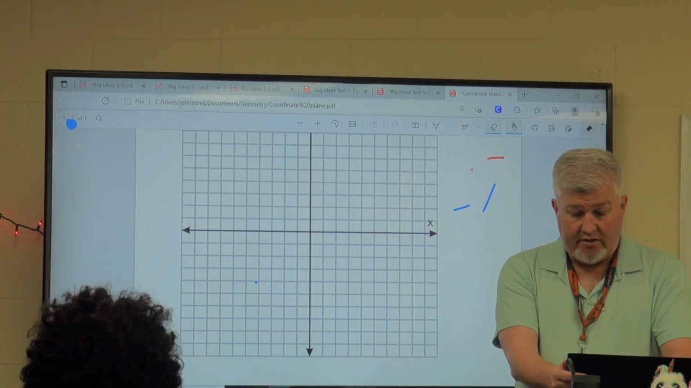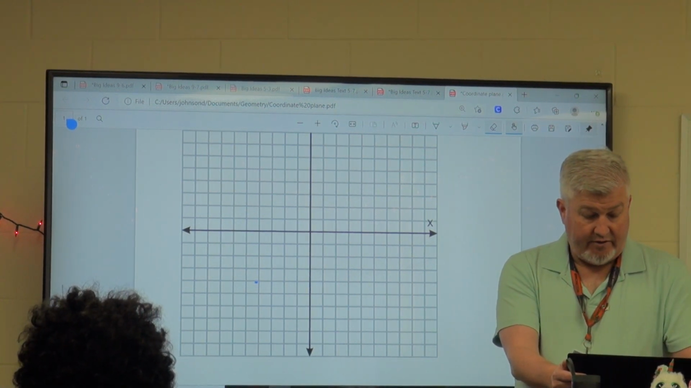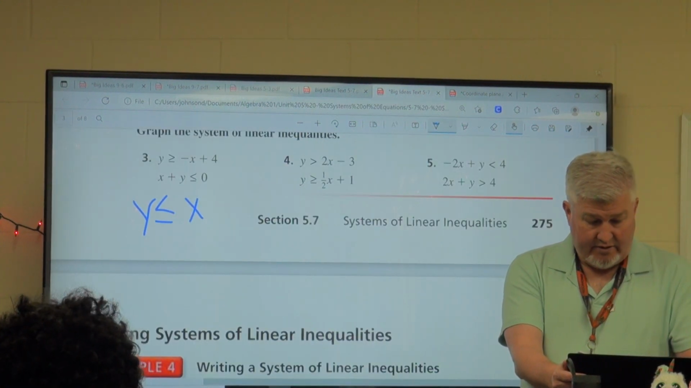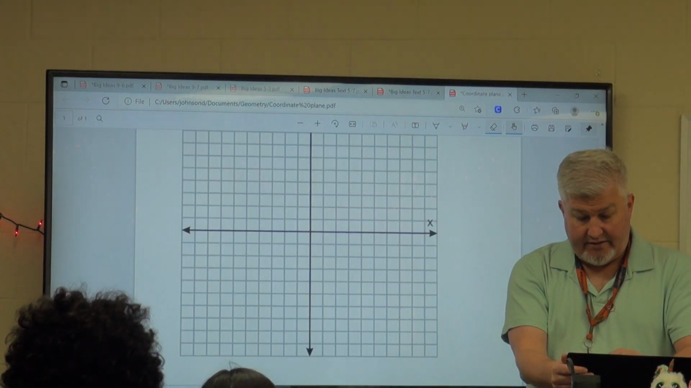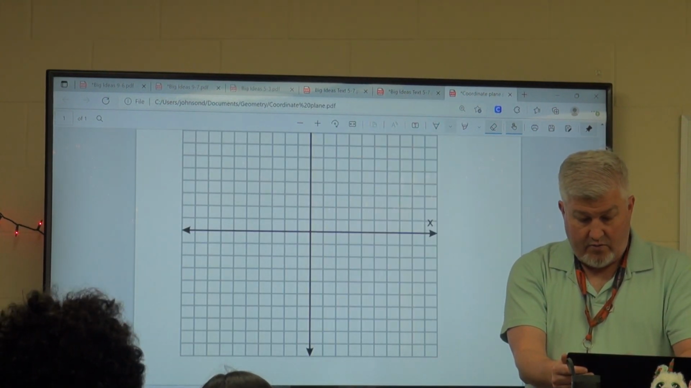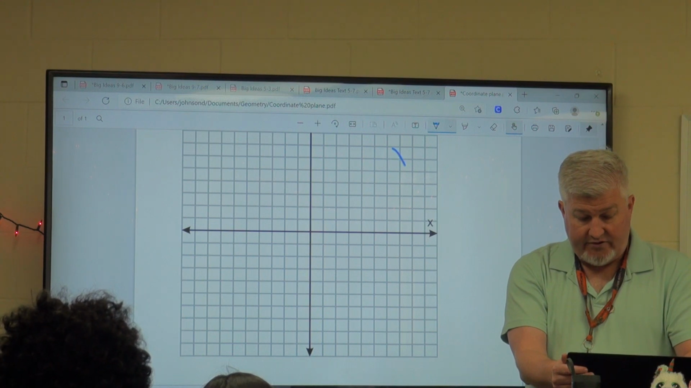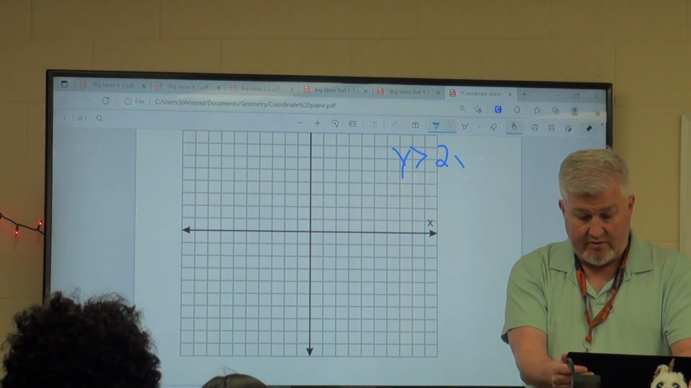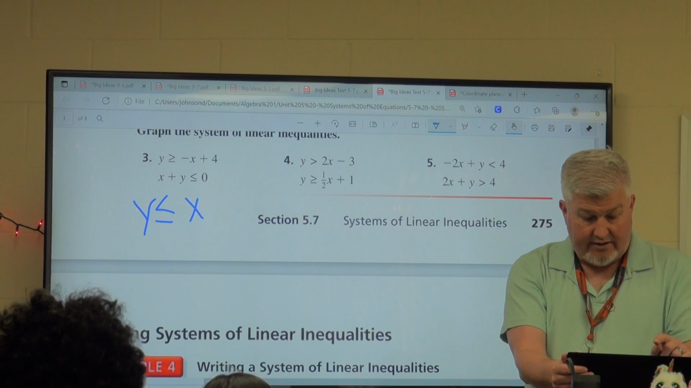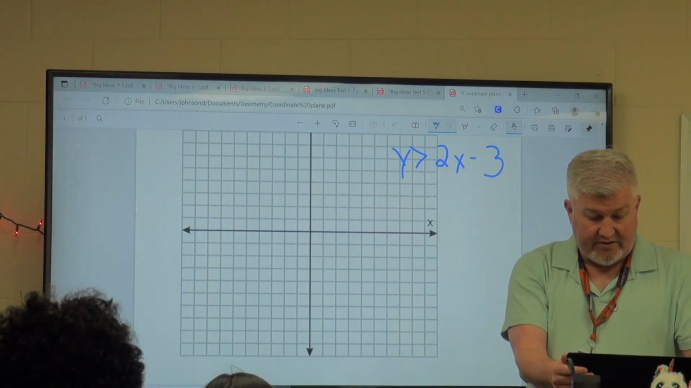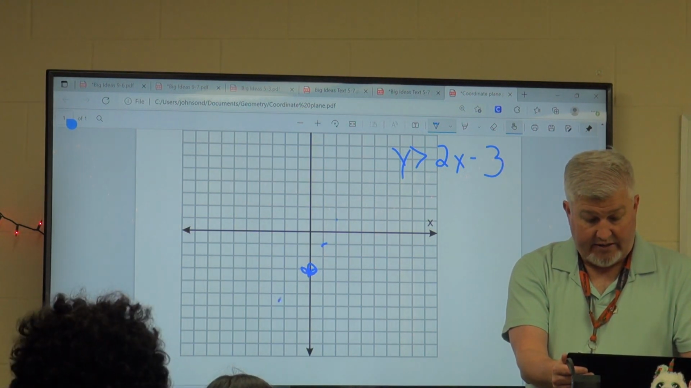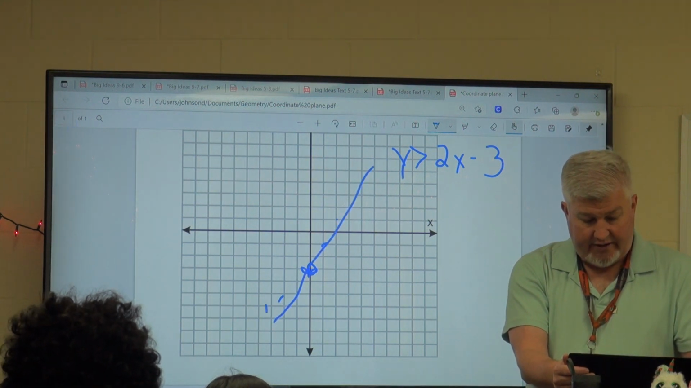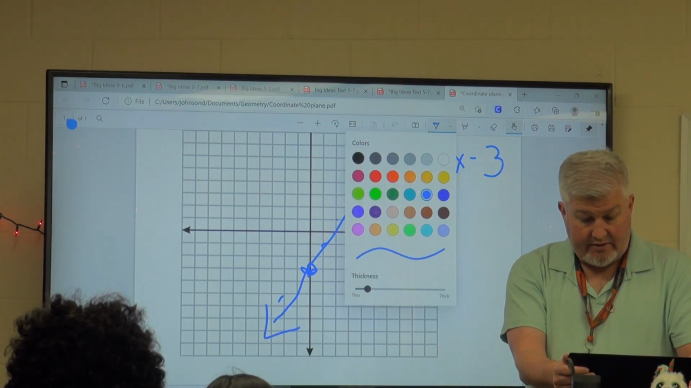All right, on the second one, clear my board, there we go. Second one, they're already in slope-intercept form. That's nice. Y is greater than 2x minus 3. Let's see if I did it right. Yeah. So y-intercept is negative 3. Slope is 2. Up 2 over 1. Draw my line. Okay, not a great line. Who cares? All right. Next one.